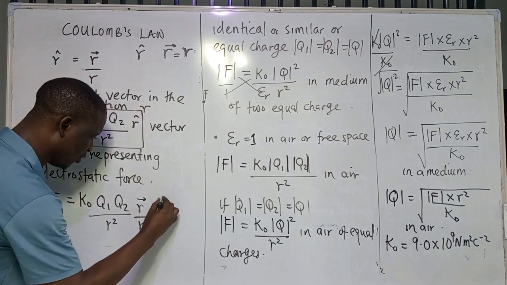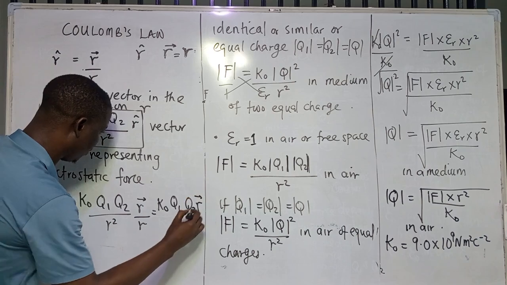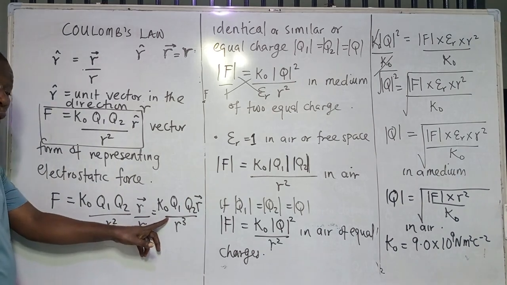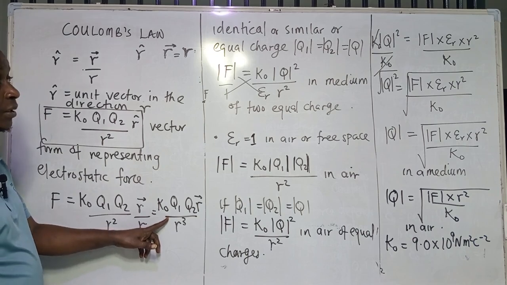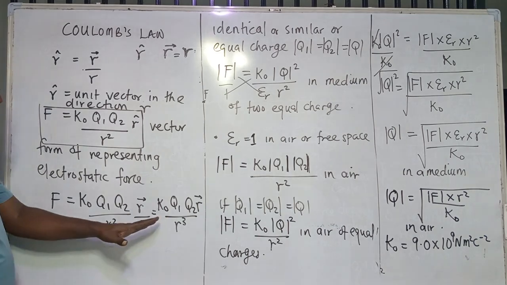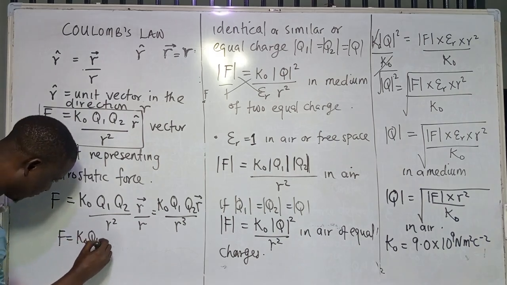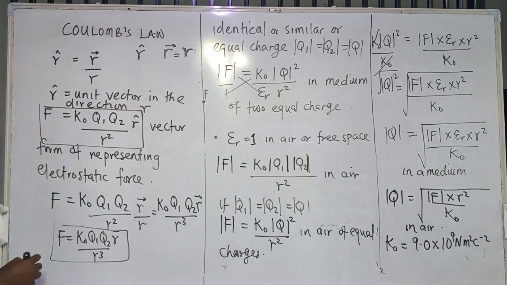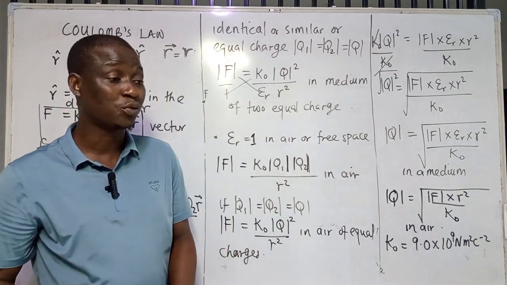The formula becomes what? Many of you have seen this kind of formula before: Q1, Q2, then R vector divided by R cube. If we have not seen it before, it's still correct, because this is Coulomb's law, the law of electrostatics. You see it as F equal to K naught Q1 Q2 R vector over R cube. That is correct. So take note of all the forces I've given to you and how to look for them.